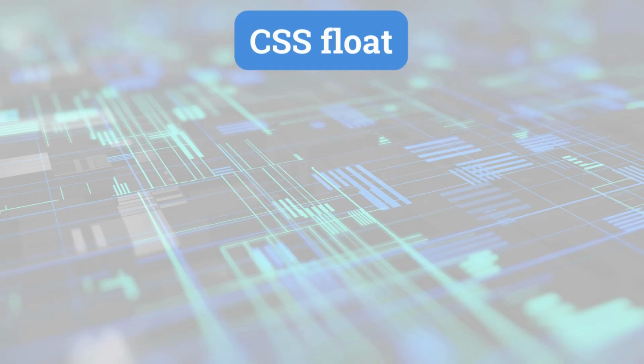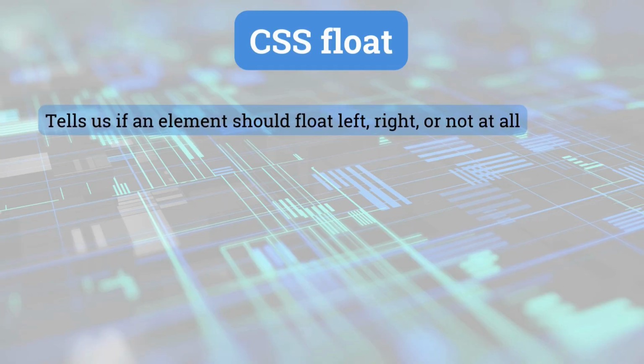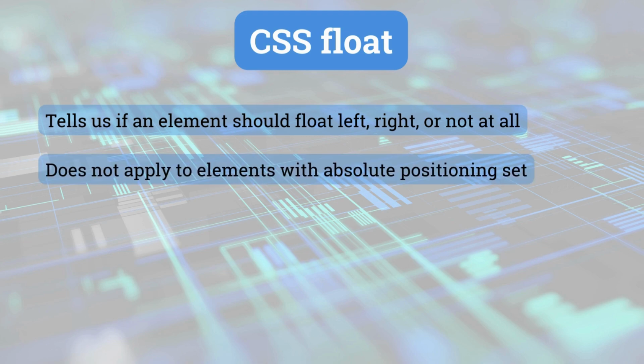Let's get started. So what is CSS Float? The CSS Float property tells us if an element should float left, right, or not at all. And an important thing about CSS Float, it does not apply to elements with absolute positioning set, because the whole point of absolute positioning is everything else is ignored and the item is placed absolutely in one spot, and nothing can affect it.